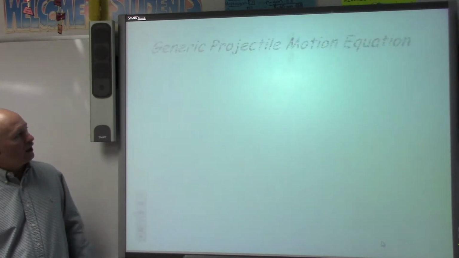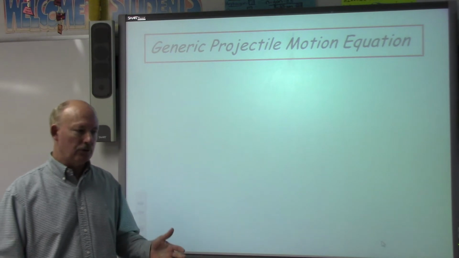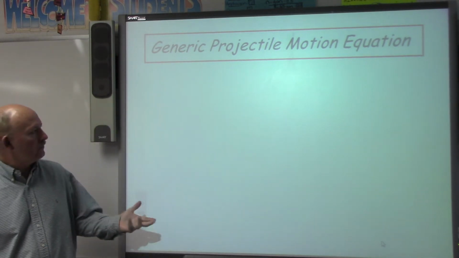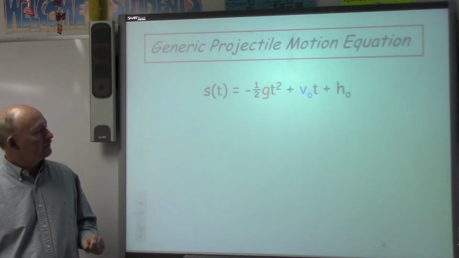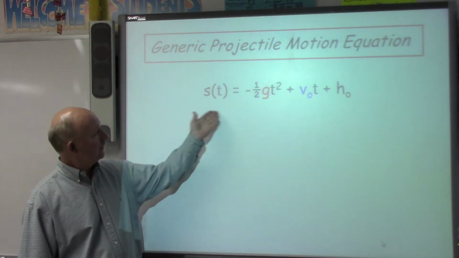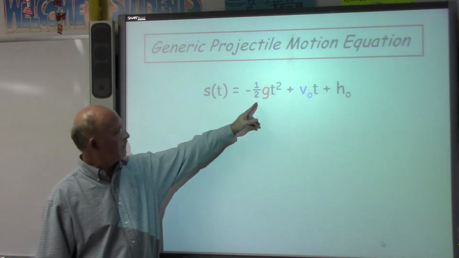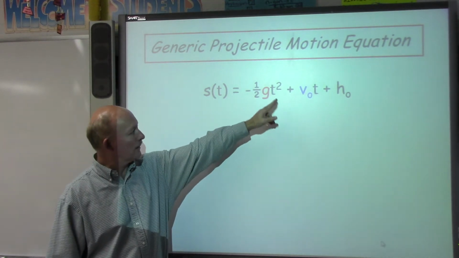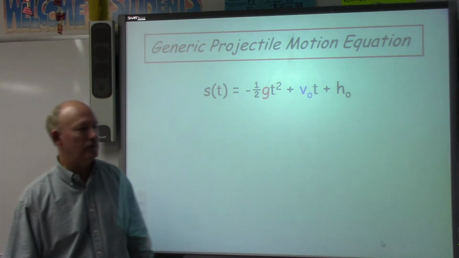Let's also take a look at what's called the generic projectile motion equation. Students that have taken physics may be more familiar with this than some other students. Let's say s of t, so here's our position function. This is the position of an object, or maybe a free-falling object, and it is equal to negative 1/2 g times the time squared, plus v sub 0 times the time, plus h of 0.